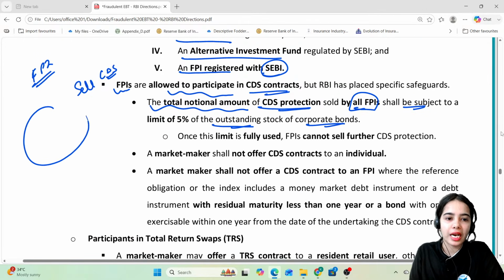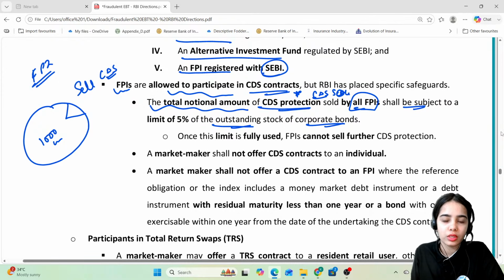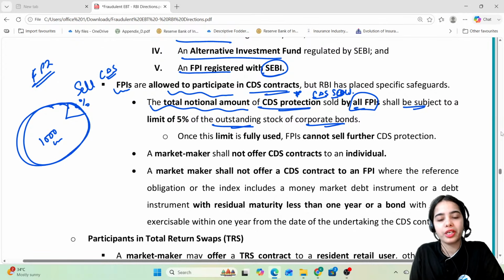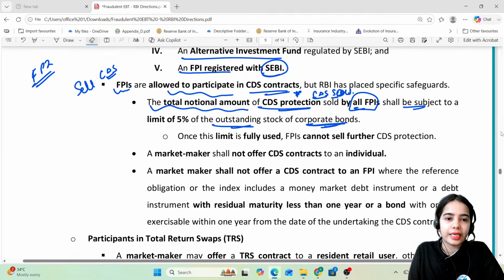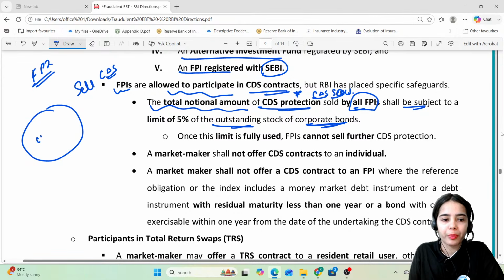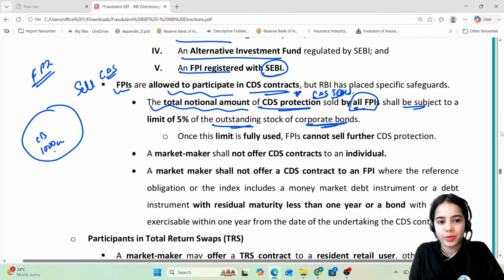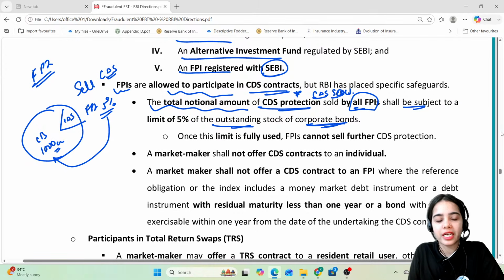So let's say the total outstanding stock of corporate bonds is 1000 crore. So the limit of the CDS protection that can be provided is 5% of the total amount of corporate bonds that is outstanding. I hope this is clear. First of all, let's say the total amount of corporate bond that is outstanding is 1000 crore present in the financial market. The credit default swap that can be provided by the FPI is 5%. It's 5% of the outstanding value of the corporate bond.